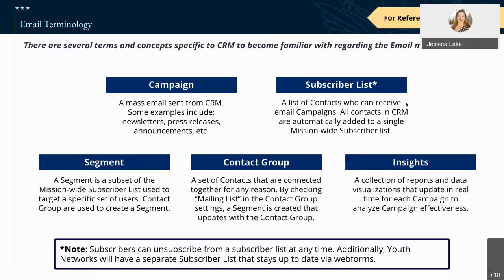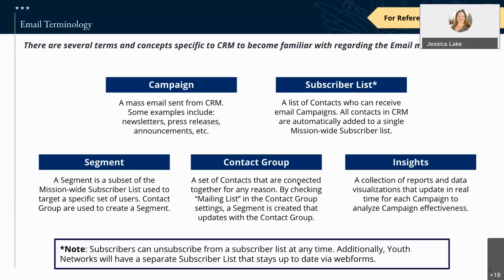Subscriber list. This is the list of all contacts who can receive an email campaign in CRM. Every time you add a contact to CRM, it's going to be automatically added to your mission-wide subscriber list. A segment, what is that? A segment is a select group of that huge subscriber list. You can create a segment from your main subscriber list, which is just not everyone. Contact group, that's a specifically handmade, hand-picked segment. It's a type of segment.